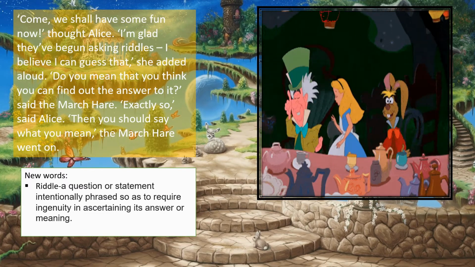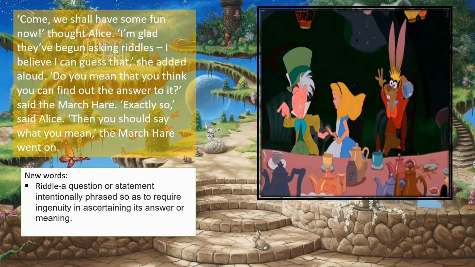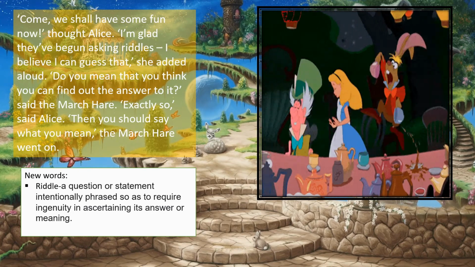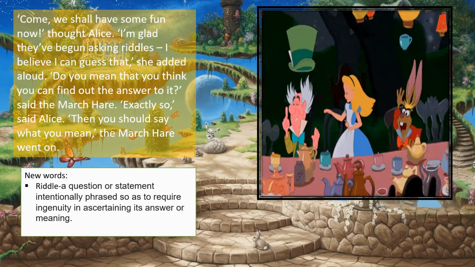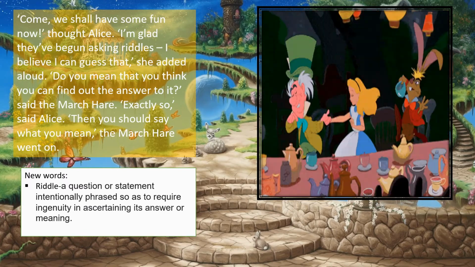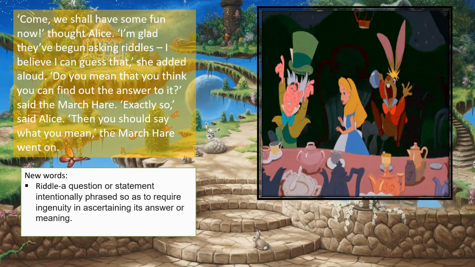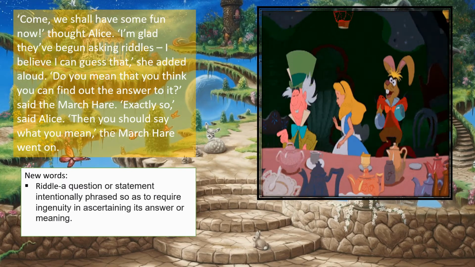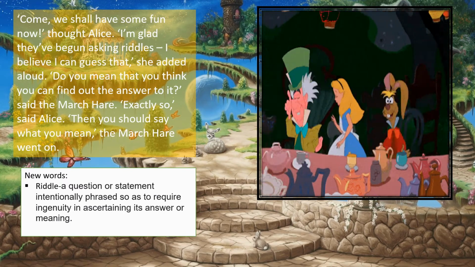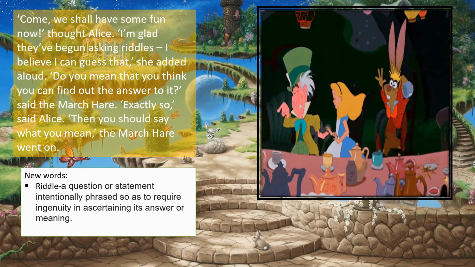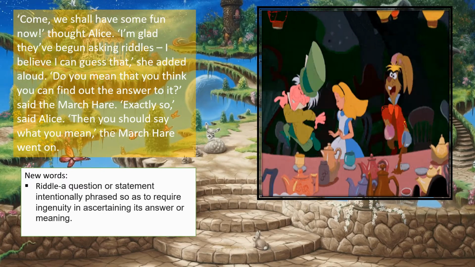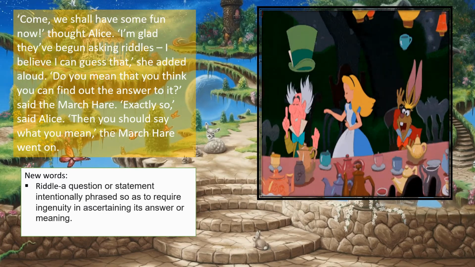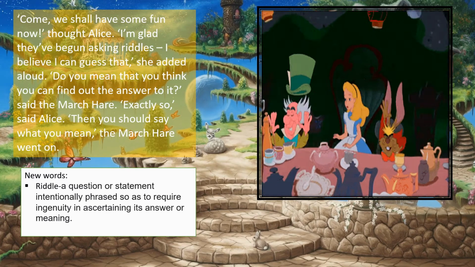Explanation. After some time, Alice said, "We shall have some fun." She also said, "I am glad that you all have begun asking riddles." But whatever they were asking, they themselves did not have the correct answer, and still the March Hare continued.